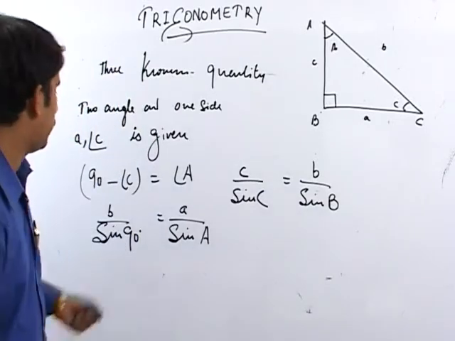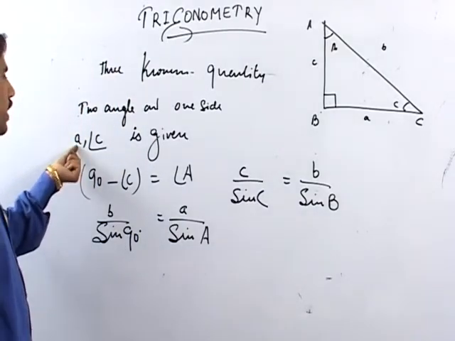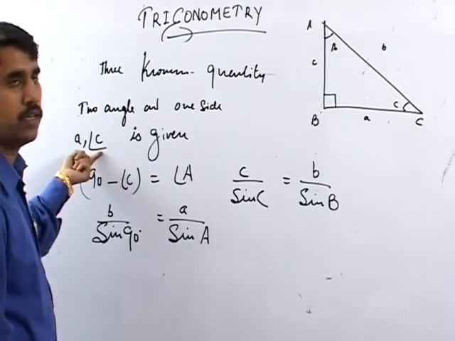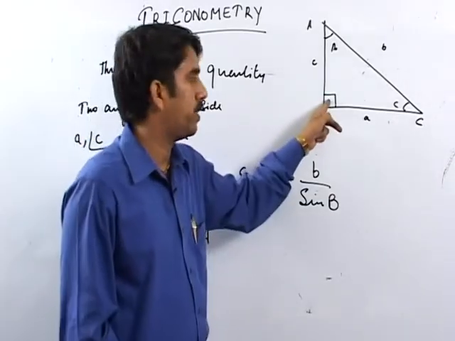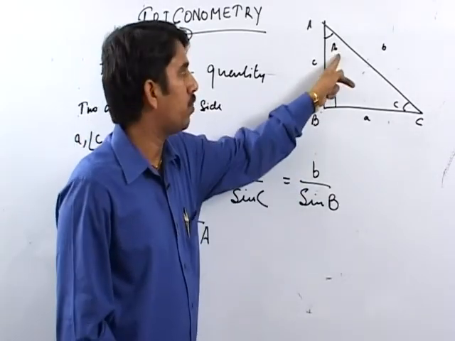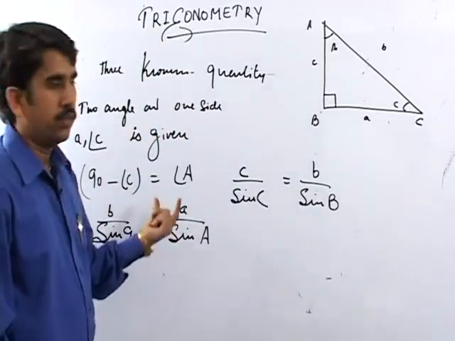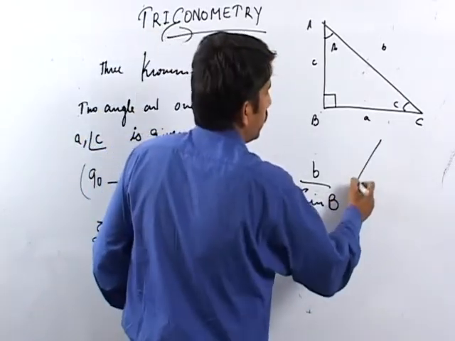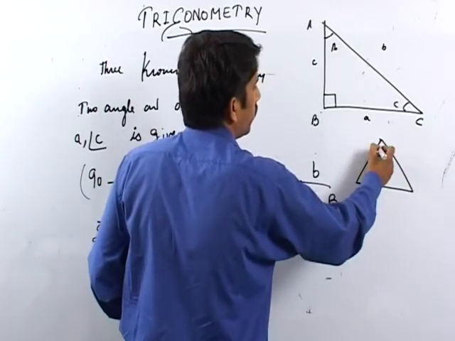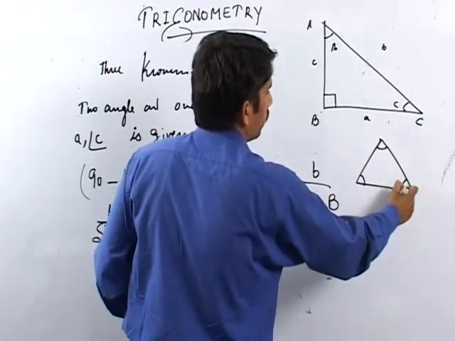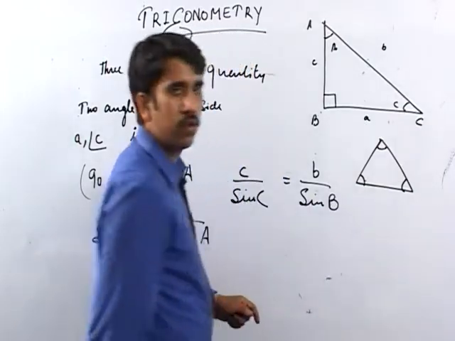In a similar pattern, if any one of the three angles is given, say angle B, and you know that this is 90 degrees, and any of these two angles, then you can find out the other three unknown quantities, either angles A, B, C or sides A, B, C.